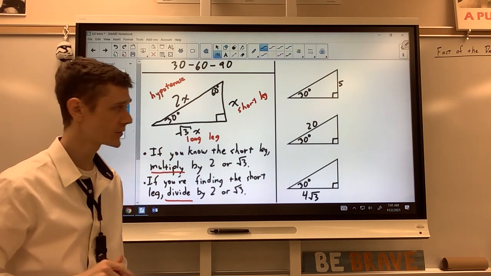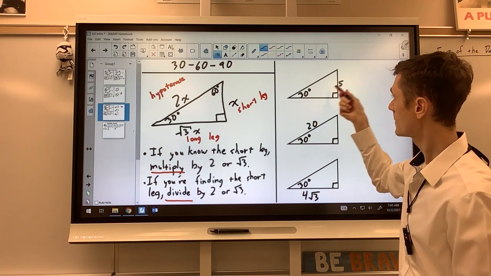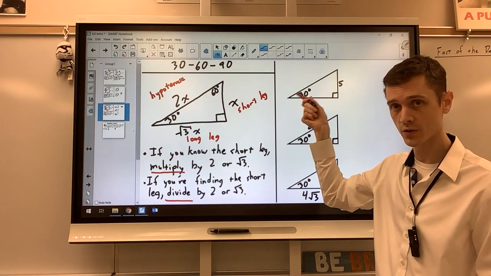So let's look at our three examples that I have here on the side. First, I have the case where we were given the short leg because that's the side not touching the 30-degree angle.